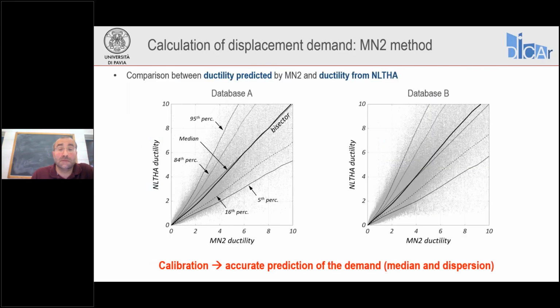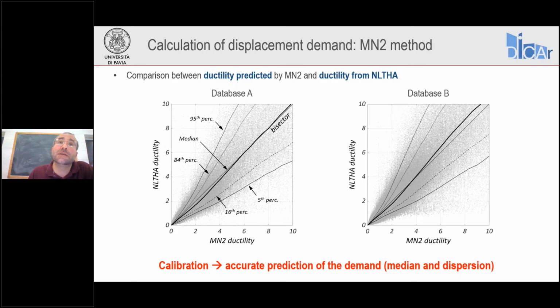And now, if we do the same comparison in terms of ductility demand from the modified N2 method and from the nonlinear dynamic analysis on the oscillators, we see that the median is very close to the bisector, as we would like to have. Of course, there is still some dispersion in the results. This is because, again, we are using a static analysis. We are starting from elastic spectra and modifying them into inelastic spectra. There are several problems involved in these operations, so the method is not perfect, it's not exact.